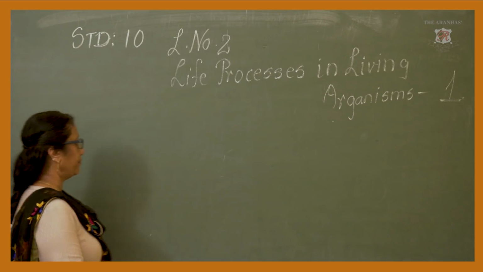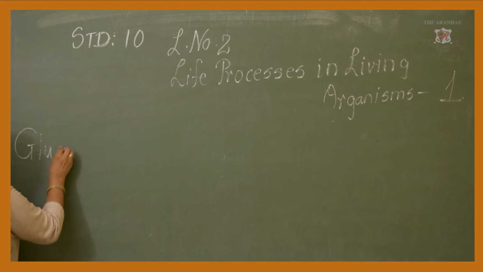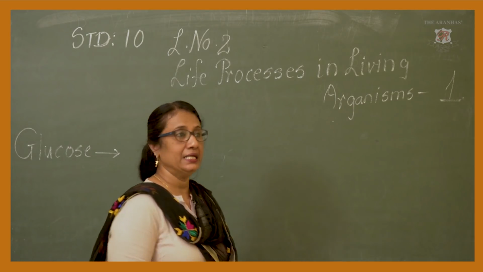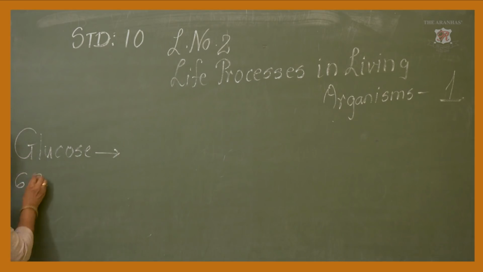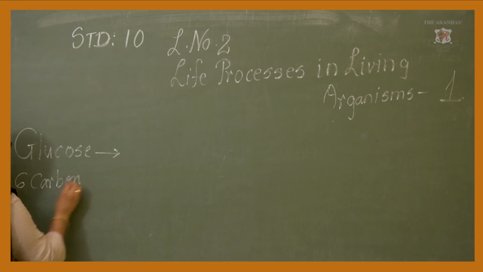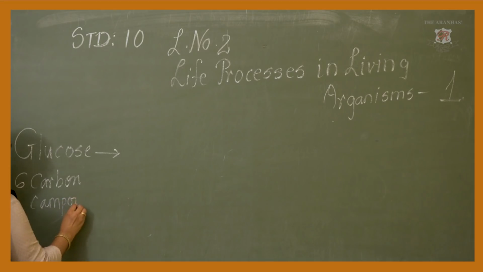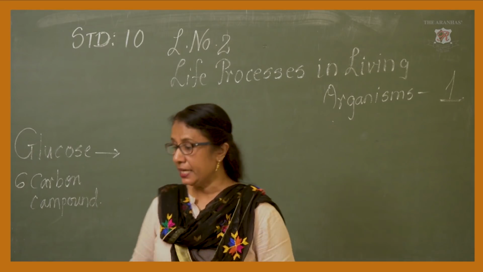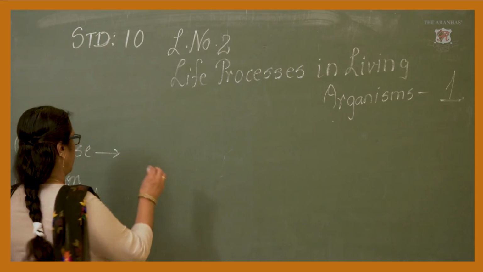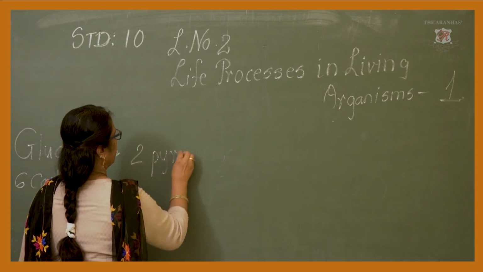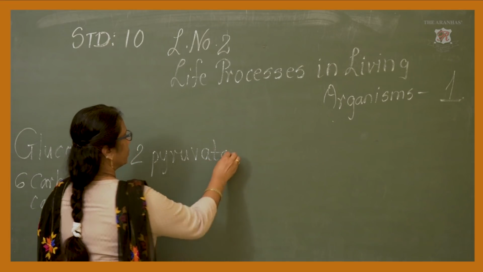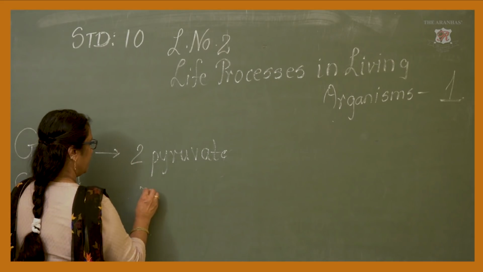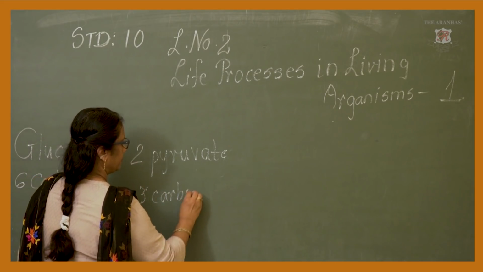I will just show you the simplified reaction that is happening. Glucose, which exists as a 6 carbon compound, C6, as I asked in the earlier part of the lesson. What are the products into which it is getting split up? It is splitting up into 2-pyruvate. 2-pyruvate is nothing but 3 carbon compounds.